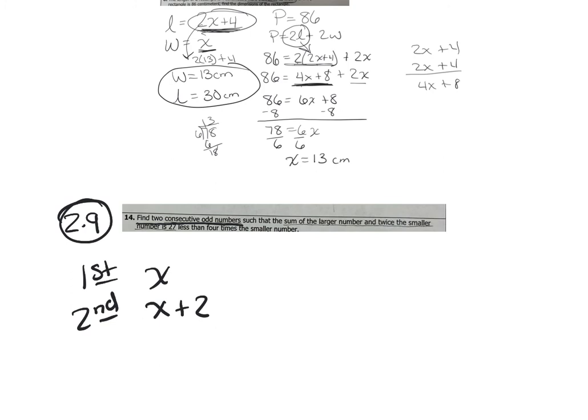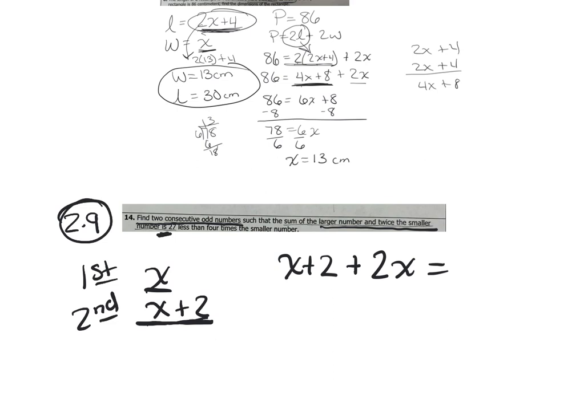Now we got to take this step by step because there's a lot of information going on. The sum of the larger number and twice the smaller number. Let's start there. What is the larger number, the x or the x plus 2? Which one's going to be bigger? So x plus 2, and I got to add to it twice the smaller number. So I have to double x, plus 2x. Is means equals, right?